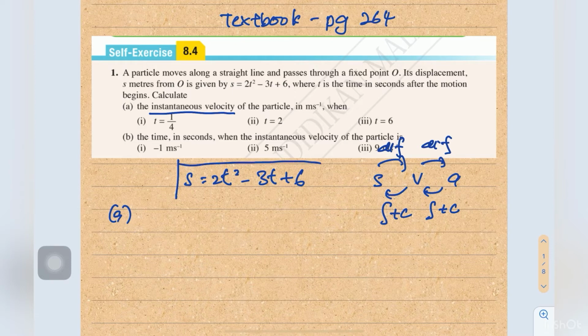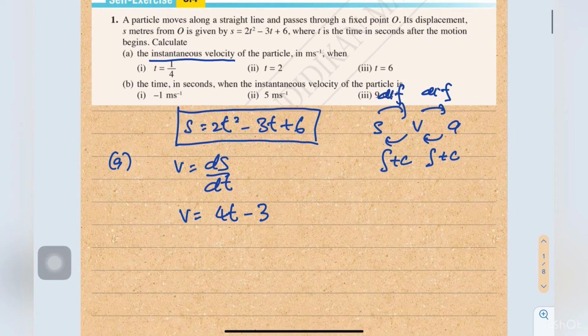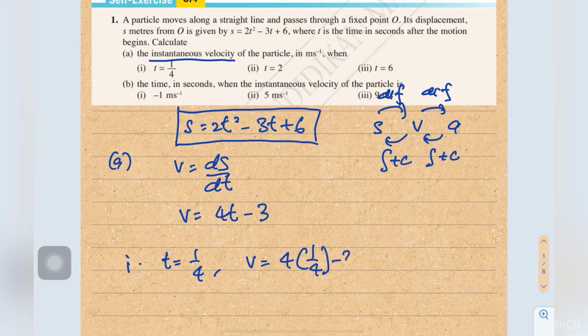So V is actually ds/dt. Then V, we differentiate, we will get 4t minus 3. Now A1, find the value of V when t equals 1/4. We substitute: V equals 4 times 1/4 minus 3 equals negative 2 meters per second.